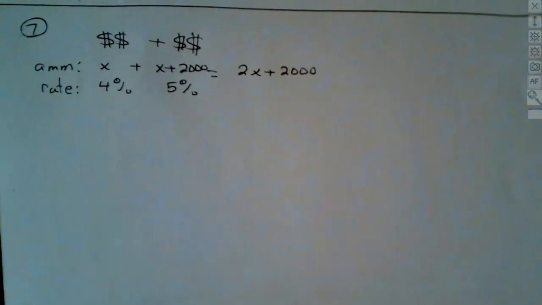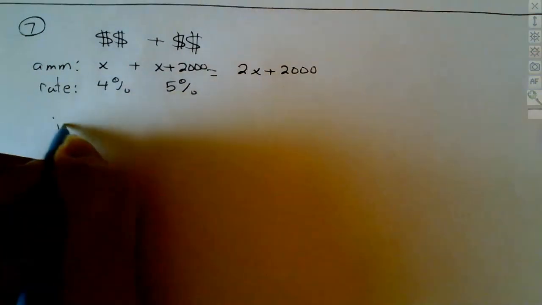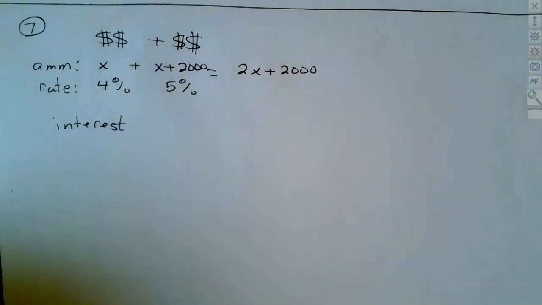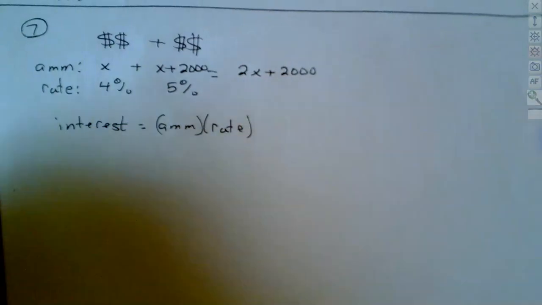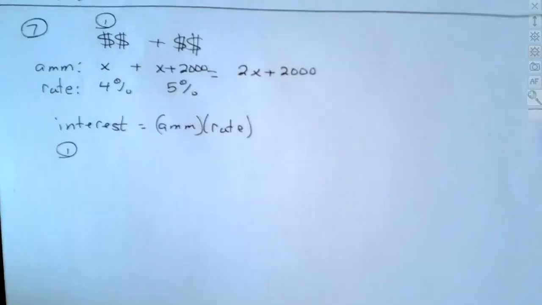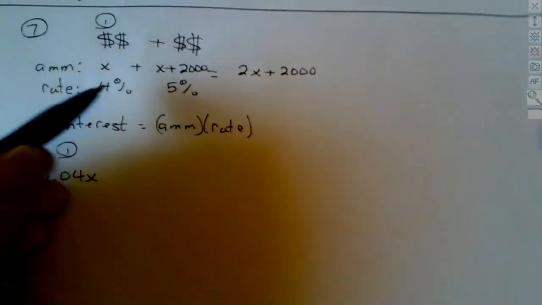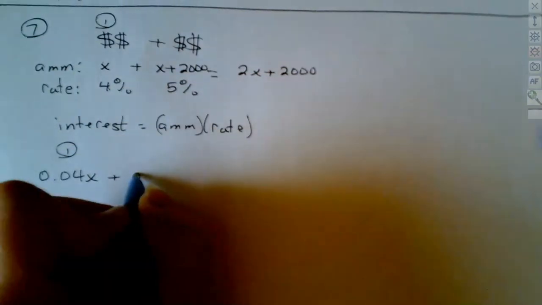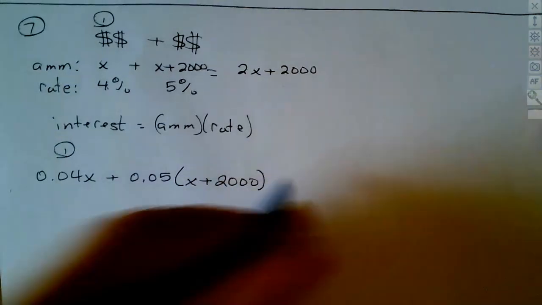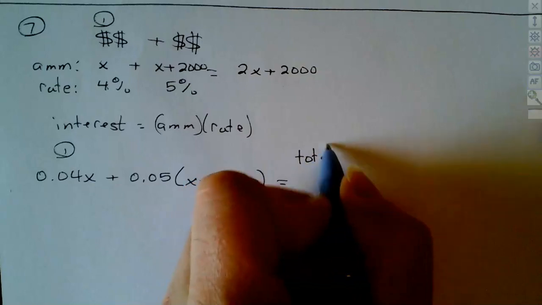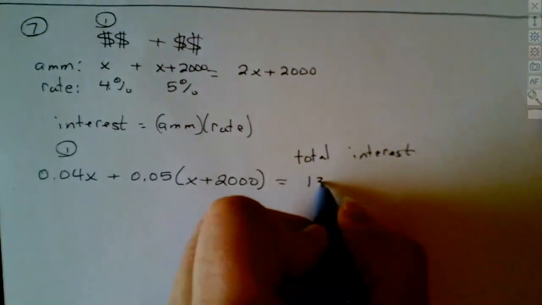And now let's go ahead and come up with our equation. So we look at our interest. And interest is, again, the amount times the rate. So we'll call this one our first one. And percentages have to be converted to a decimal. So that's 0.04x for my first one. We're going to add to that 0.05 times x plus 2,000. And then it gives us in the question the total interest, which in this case is $1,360.